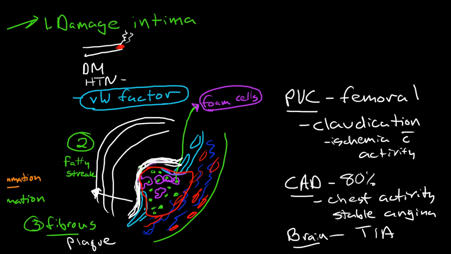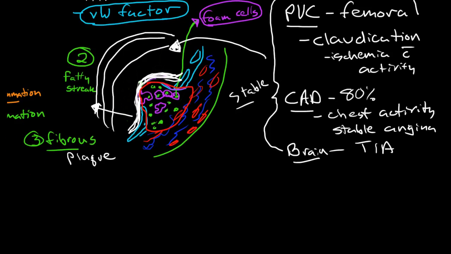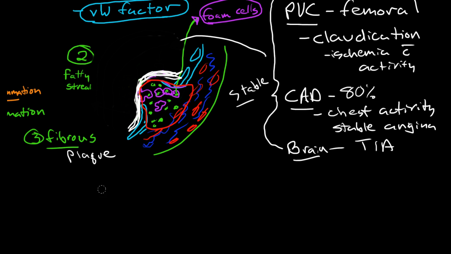So in all of these cases, you've got a stable plaque that is gradually encroaching on the vessel, and the body actually can usually compensate by growing collateral vessels over time. So this is a stable situation, and it's not life-threatening no matter what organ is involved. The problem is when we get to the fourth phase, and here, let me erase some of this. The fourth phase is called an unstable plaque.